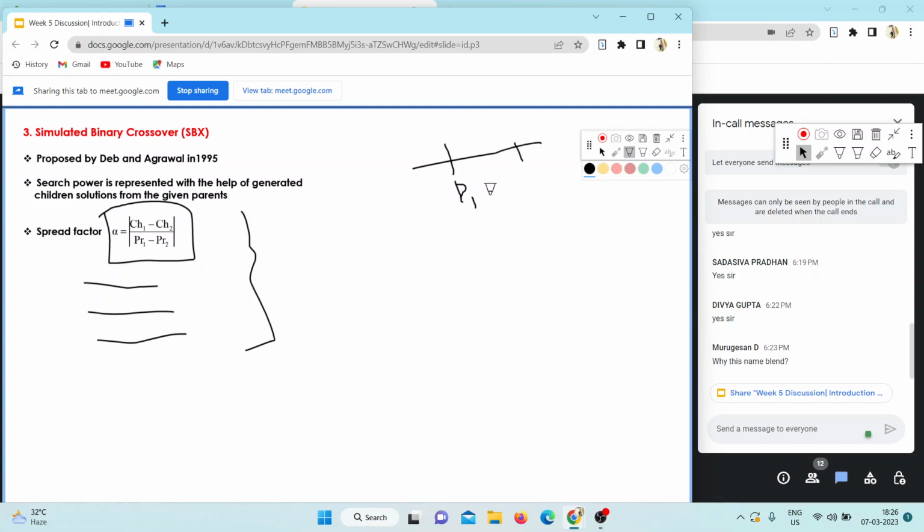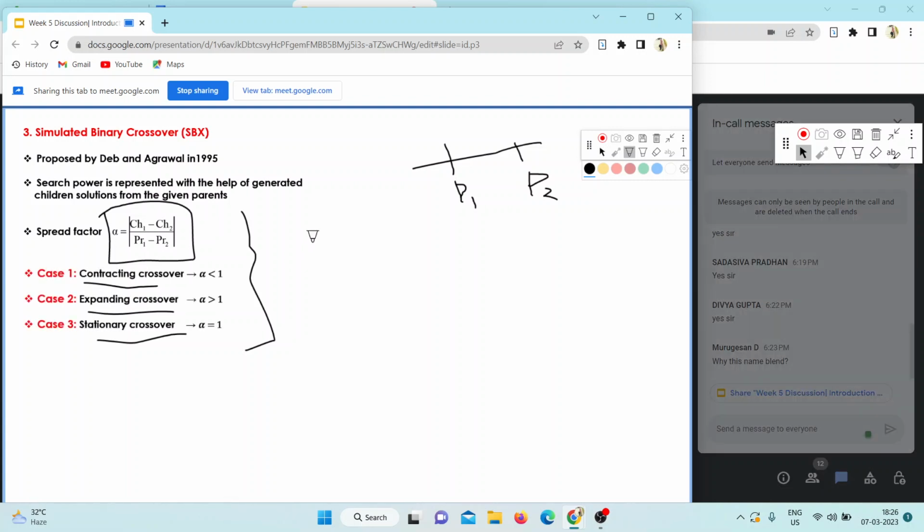So yeah, the simulated binary crossover. There is this spread factor, the significance of the spread factor. There are two parents, P1 and P2, and this spread factor tells us whether the crossover is contracting, expanding, or stationary. If your crossover is contracting, then your children's solutions will lie in between parent 1 and parent 2. This is known as contracting crossover.